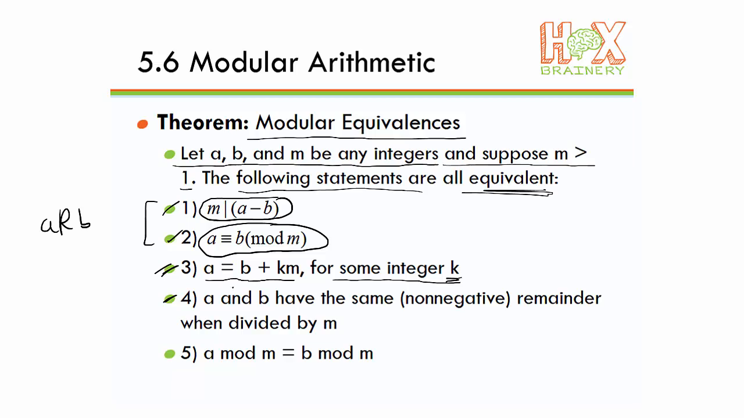4 is also equivalent. If we have a and b, and they have the same non-negative remainder when divided by m, that's a way of saying that a is congruent to b mod m. And a fifth equivalence: a mod m is equal to b mod m. Notice the notation and the difference in sign here. So these are all different ways of writing the same thing. These are all modular equivalences.